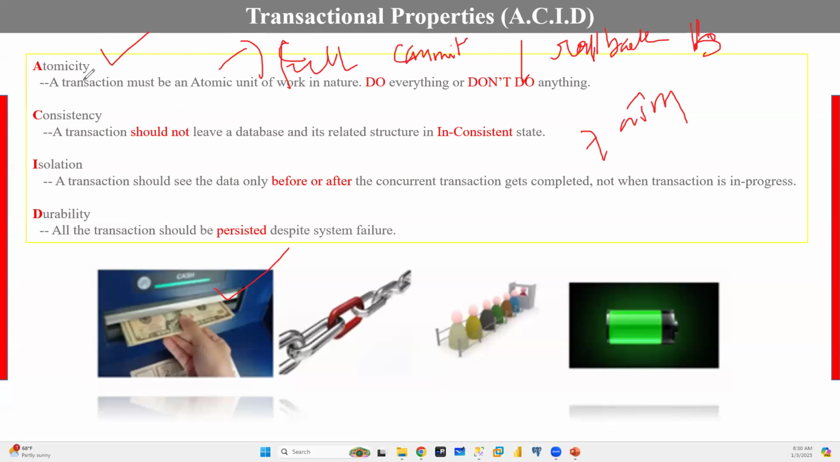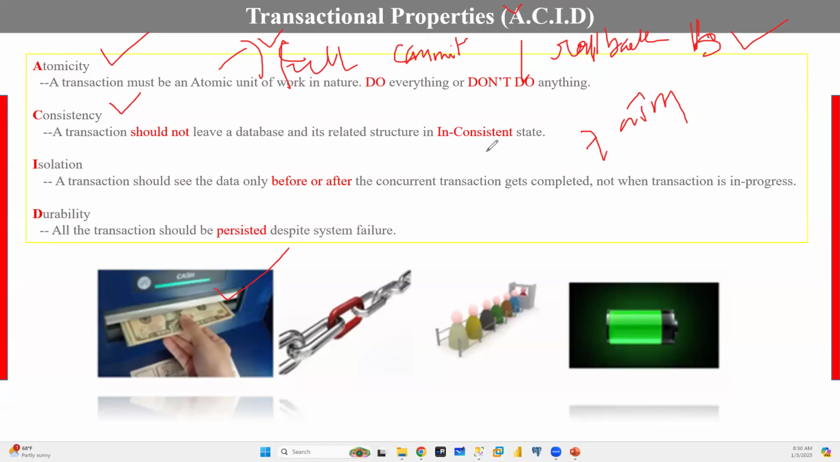Atomicity means every transaction you perform in SQL Server, not only SQL Server, sir, any database management system, should be fully committed or fully rolled back. Is it clear, everyone? What is atomicity? Every transaction, whatever you are going to perform, needs to be fully committed or fully rolled back. It should not be half. That is taken care of by atomicity. We are not doing anything; SQL Server will handle it automatically.